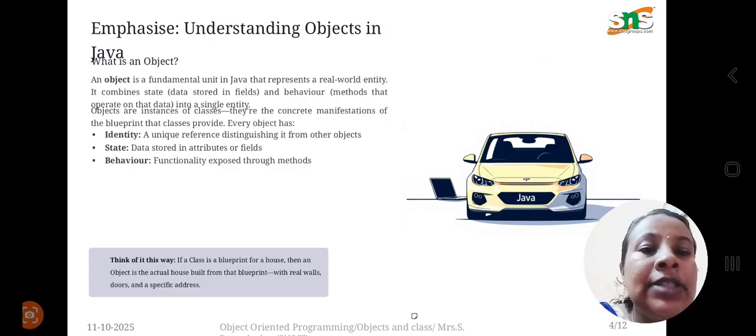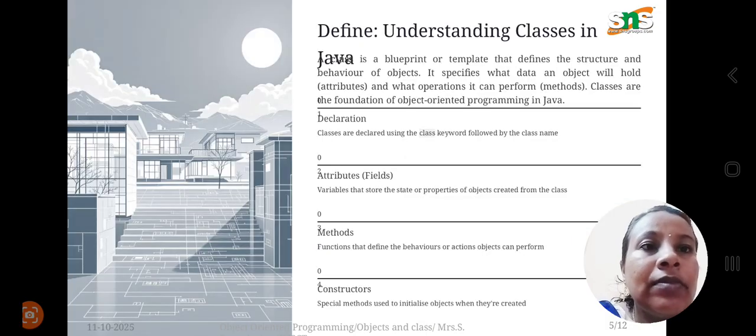Think of it this way. Consider this example: a class is a blueprint for a house. Then what is the object? The object is the actual home built from that blueprint, with real walls, doors and a specific address. These are the attributes. Next is the design thinking stage, define: defining why we are using objects and classes in Java.